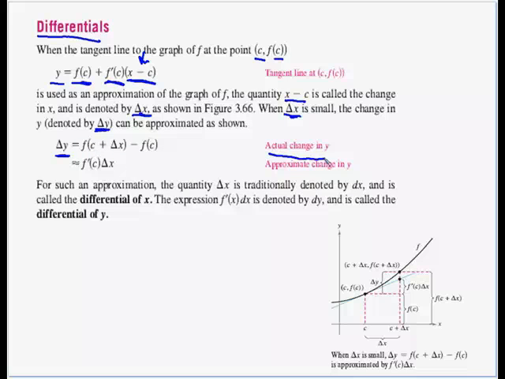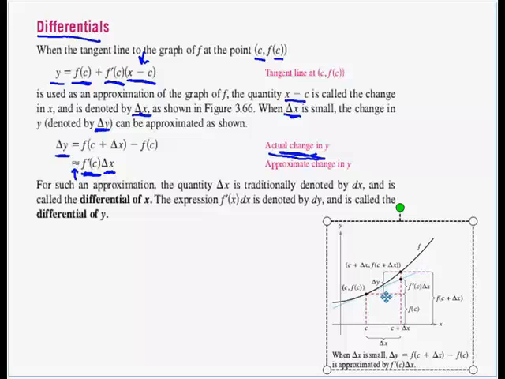This is the actual change in y. How much did y really change? And that is approximately, or pretty close to, the derivative at point c times delta x. For such an approximation, the quantity delta x is usually denoted by dx and is called the differential of x. The expression f prime of x dx is denoted by dy and is called the differential of y. And let's check that out on the diagram.